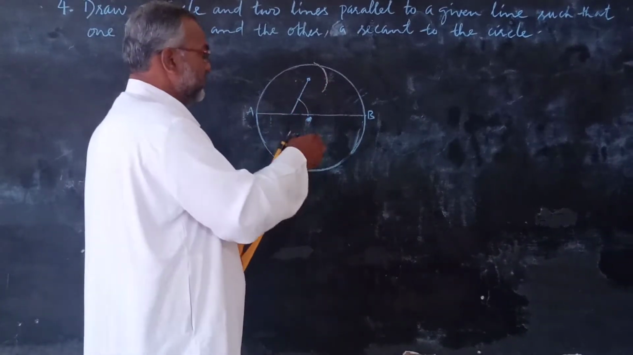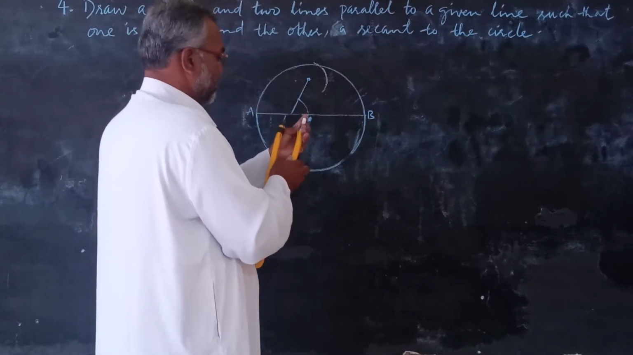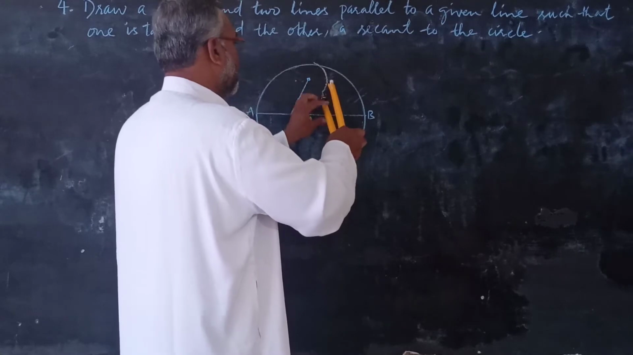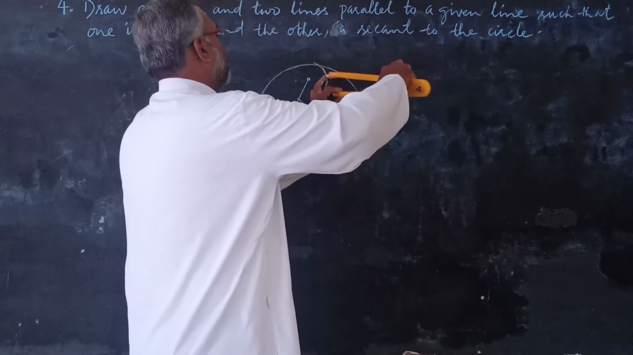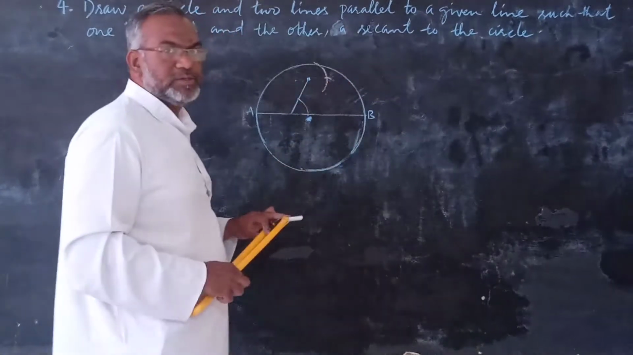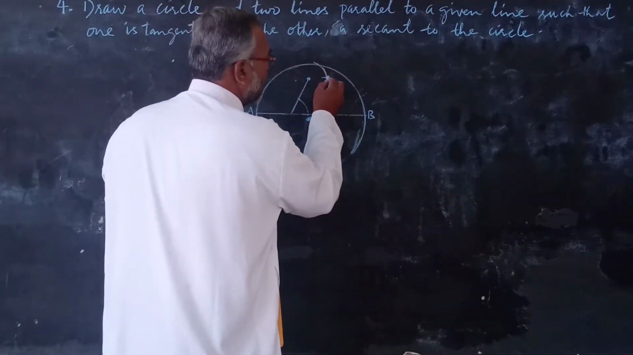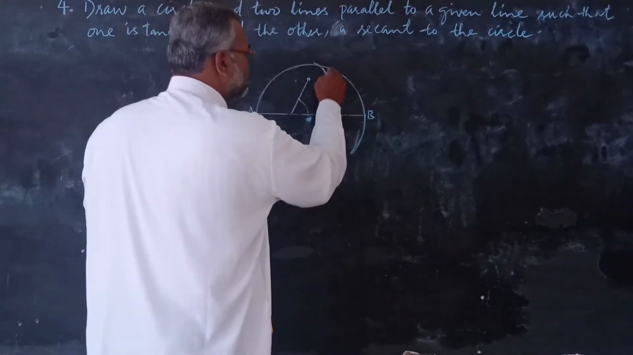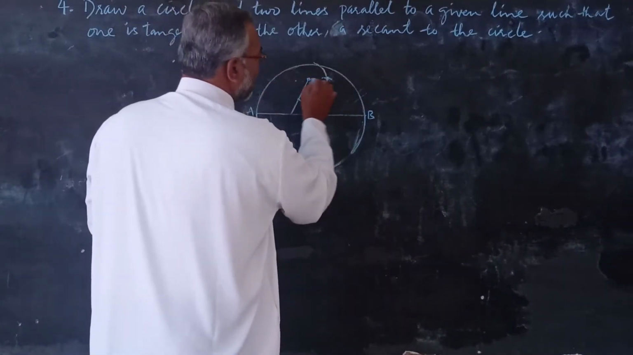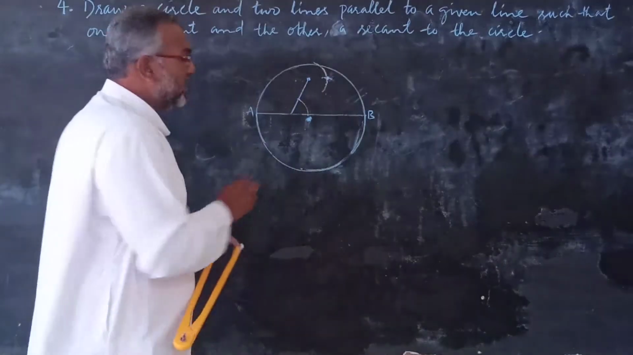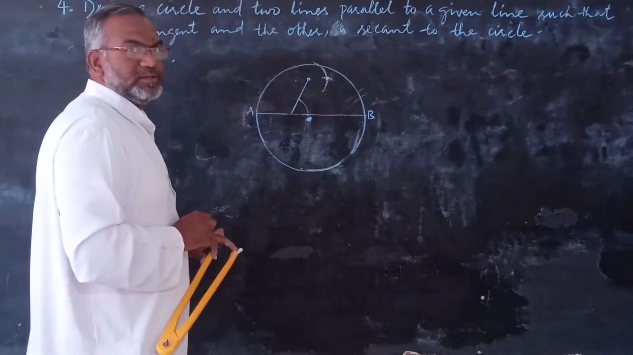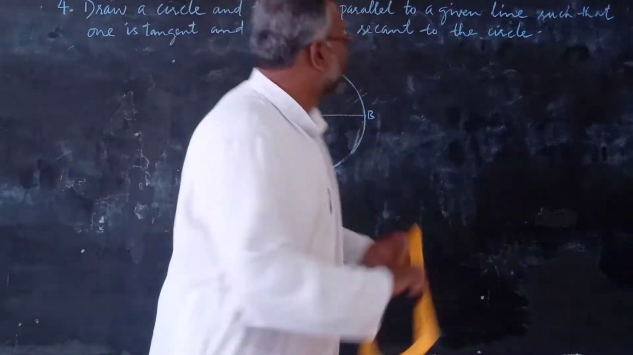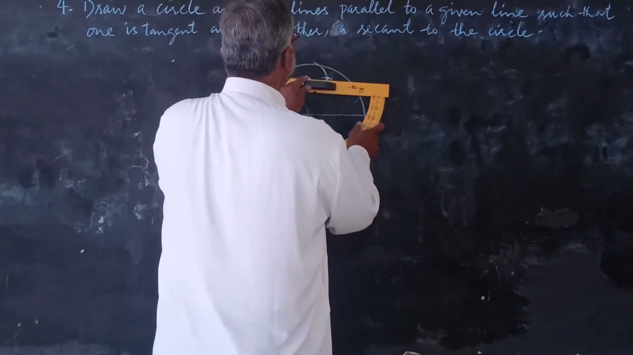Then keep this one here and cut this. Right? We have an arc here and we have a point here. If you join this point and this point, that line will definitely be parallel to this line. Right? Okay. So we do it. Join these two points.